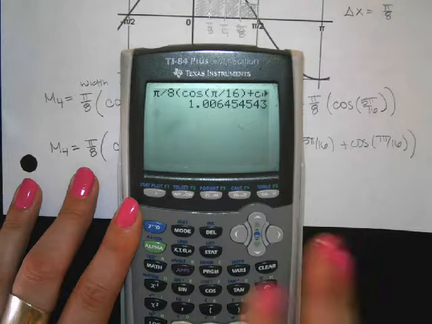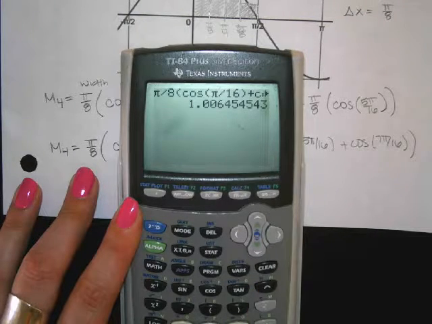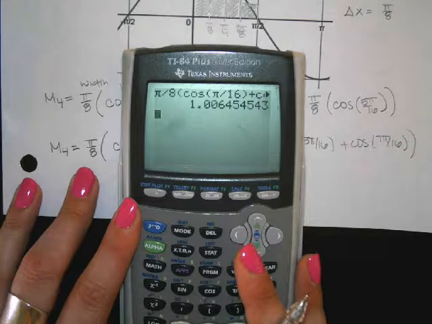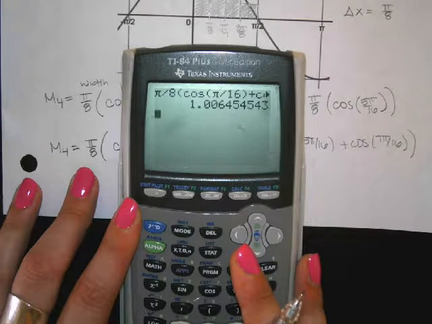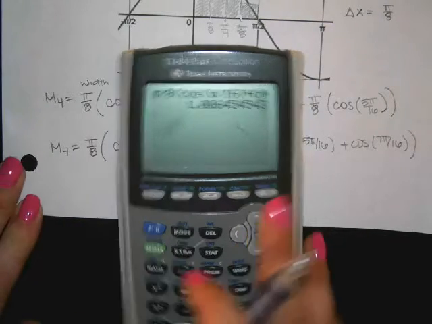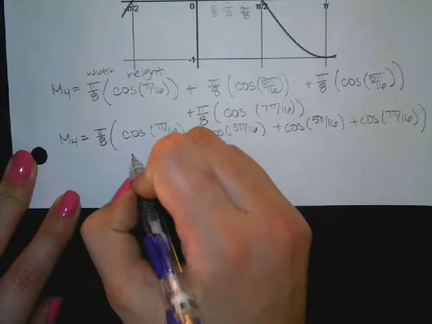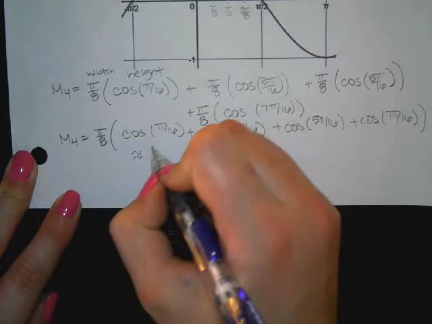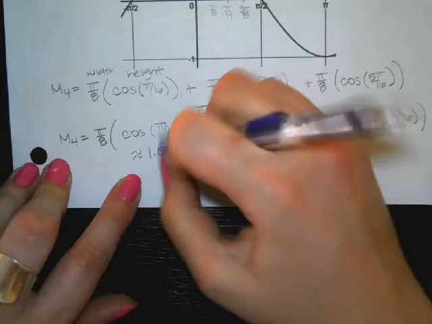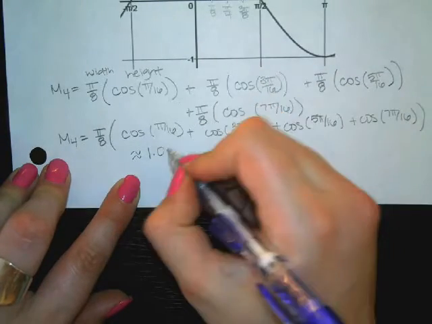Is that what we're getting? Okay. And the actual answer is 1. So that's very close. So the midpoint did a good job this time. Alright, so I'm going to say that the area underneath the curve is approximately 1.00. That's not a 00. 1.006.